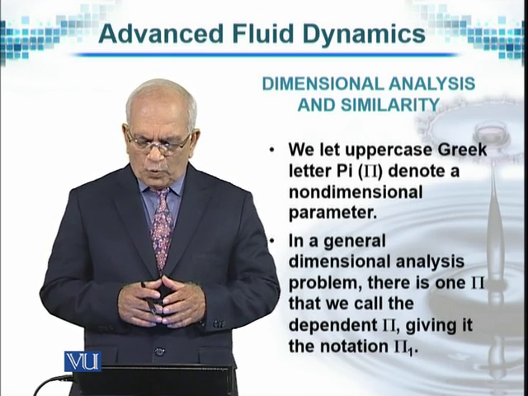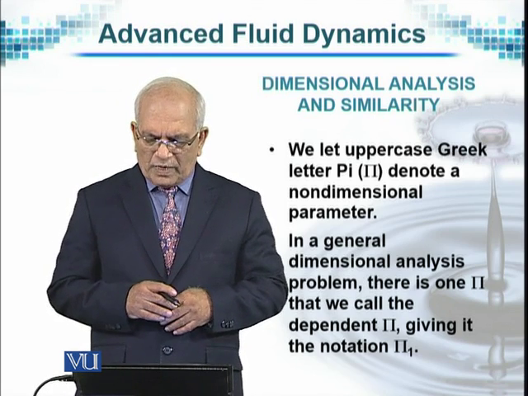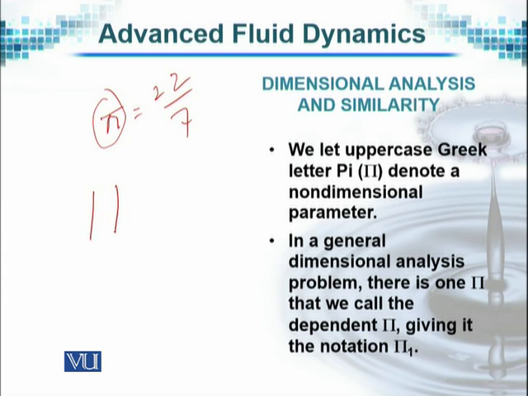And for that, we let the uppercase of the Greek alphabet pi. You know that the number pi, which is the ratio 22/7, is denoted by the Greek alphabet pi. This is the small one. The capital pi is shown as this. And this is what we are mentioning here, the capital pi. We let the uppercase of the Greek letter pi denote a non-dimensional parameter.